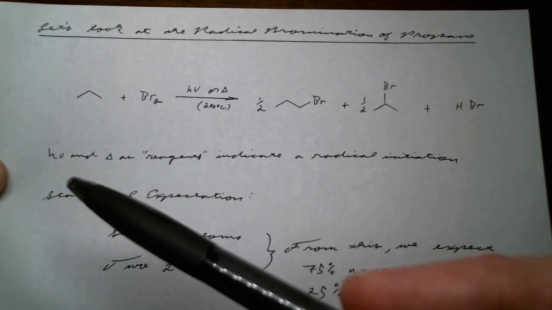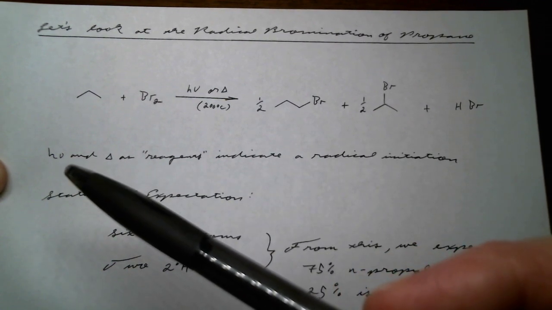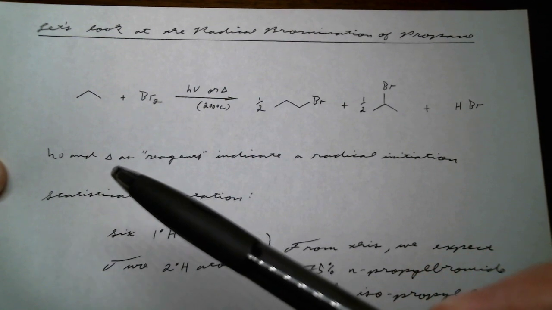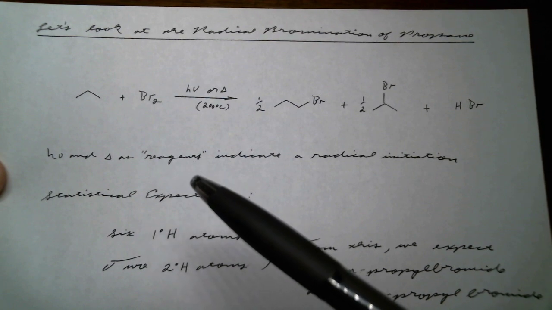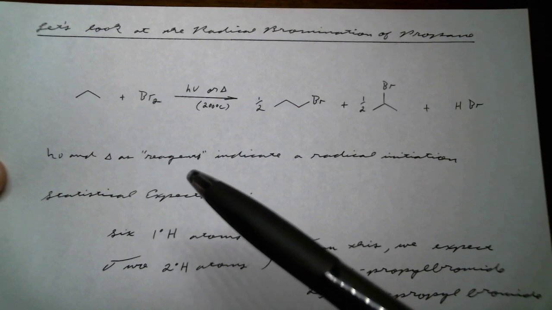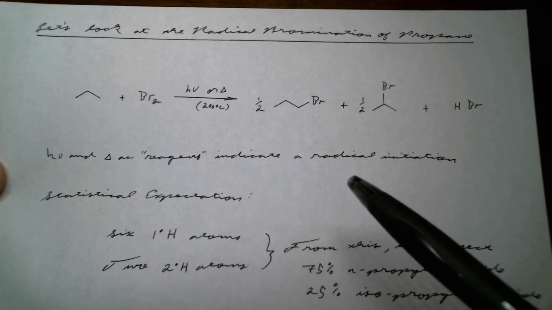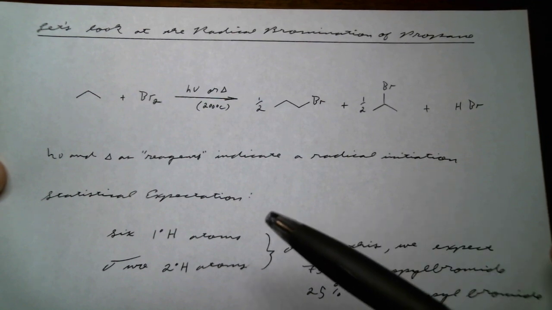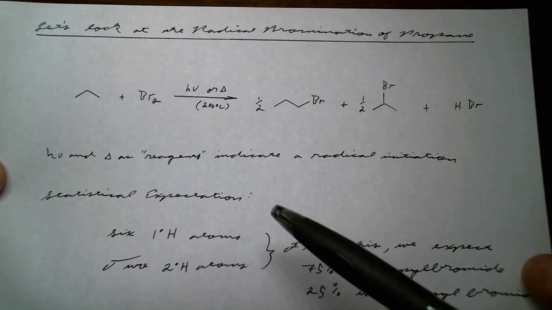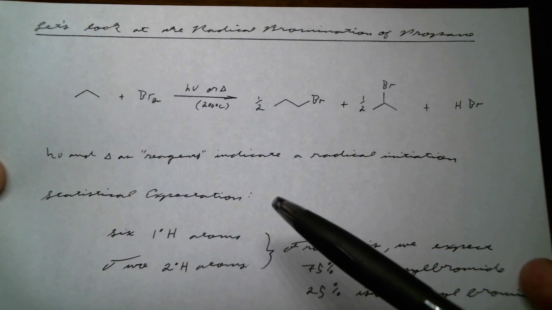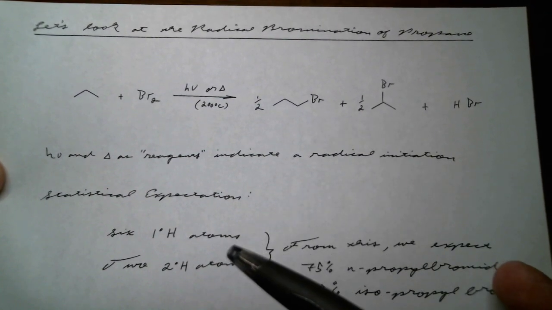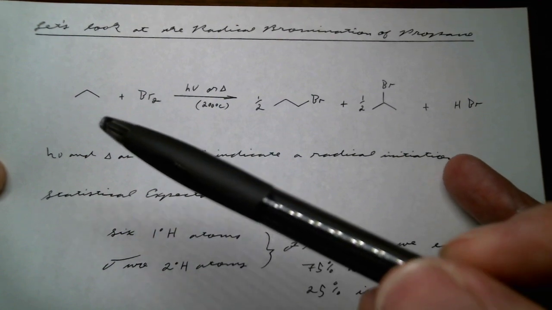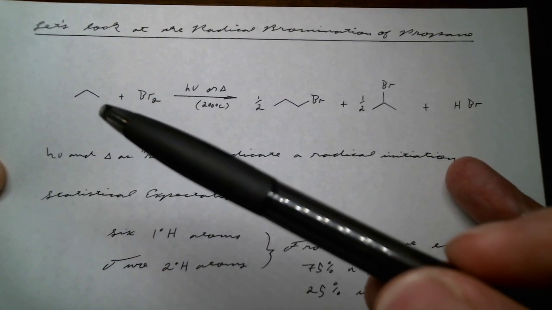And as we explained earlier, light is symbolized as h nu and heat is symbolized as delta, and these types of quote-unquote reagents indicate a radical initiation. So what is our statistical expectation for the production of either 1-bromopropane or 2-bromopropane? Well, we need to look at the numbers and types of hydrogens on propane.